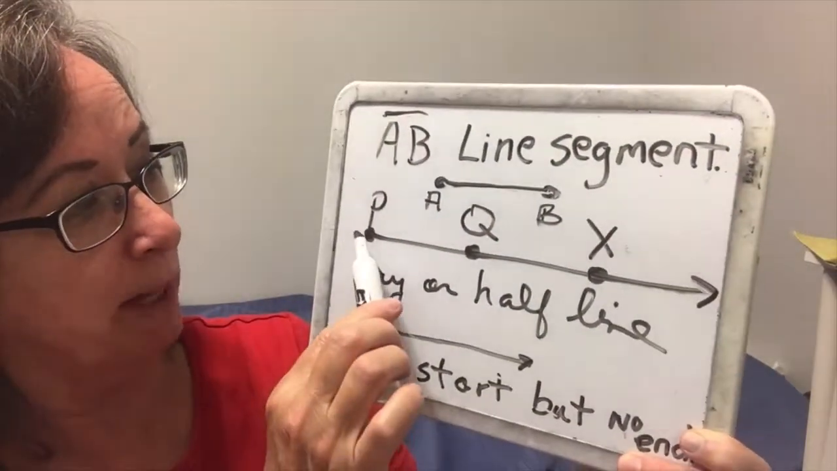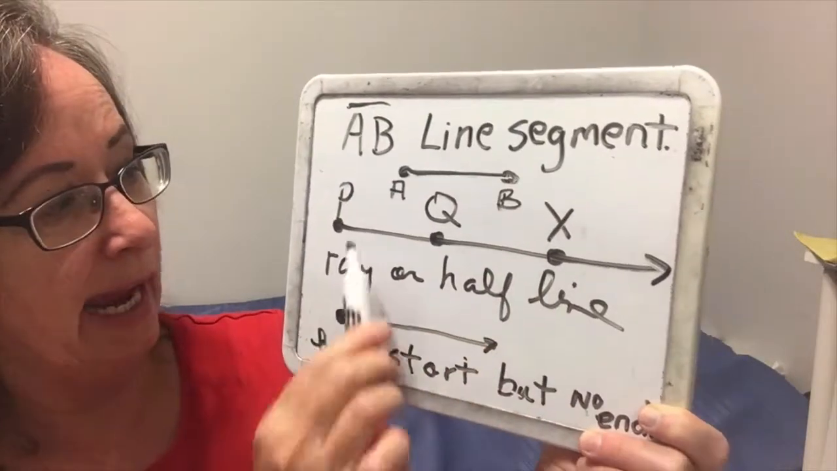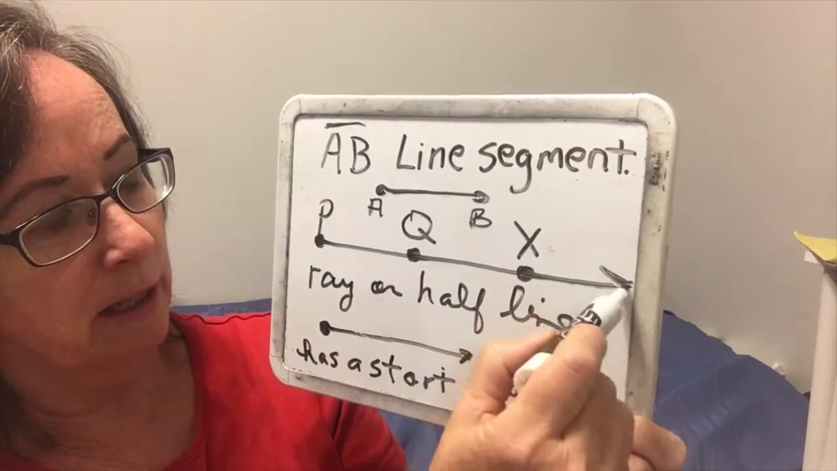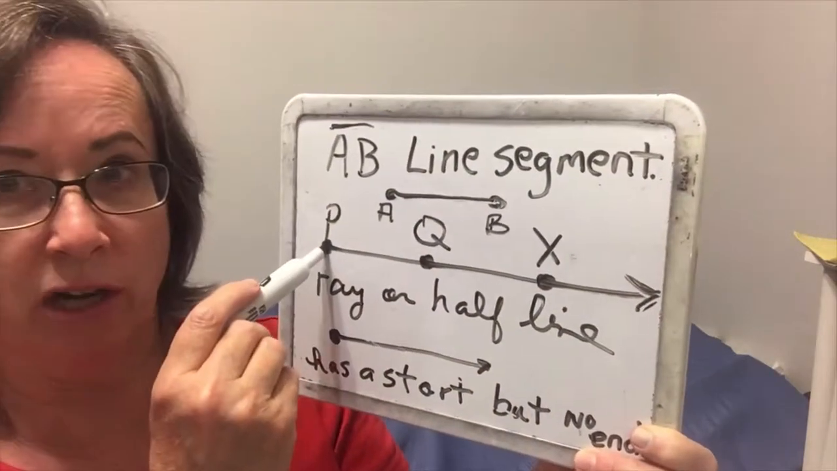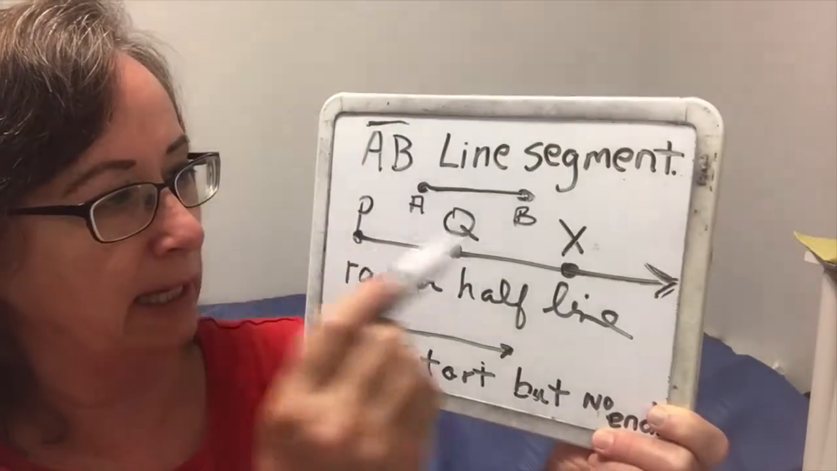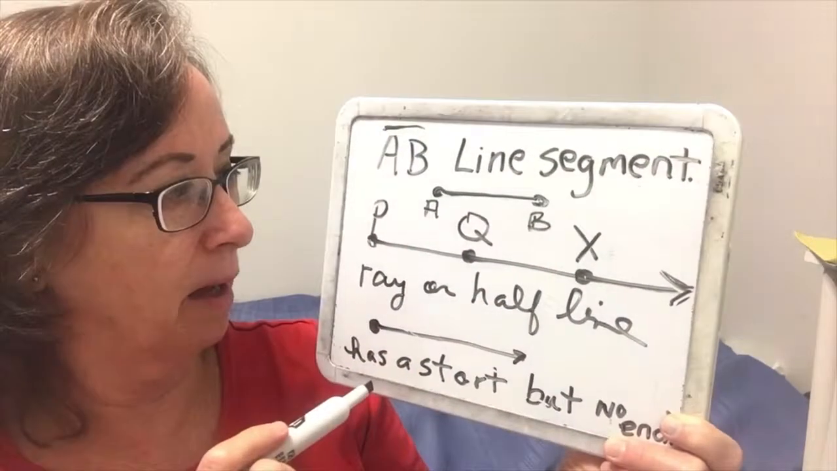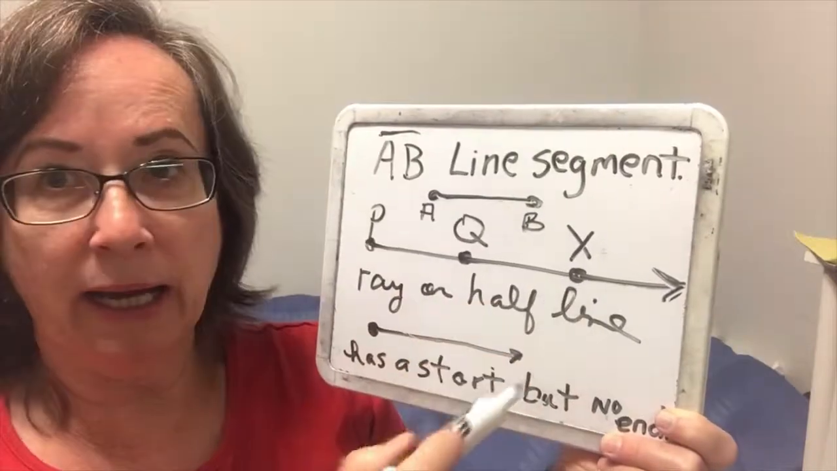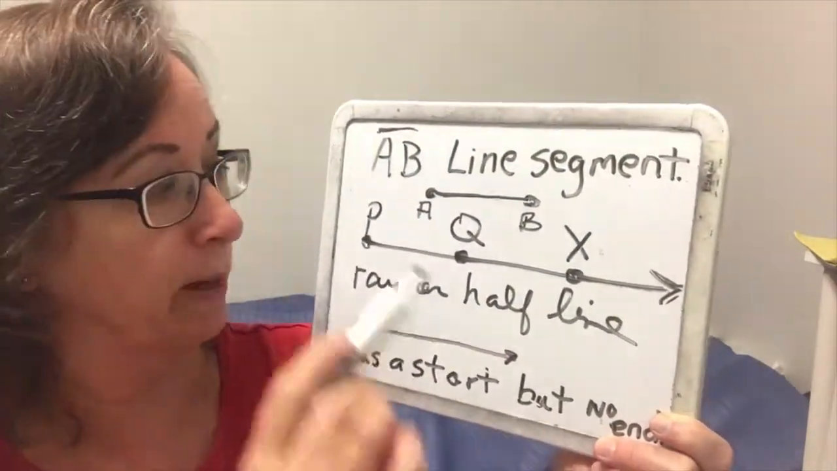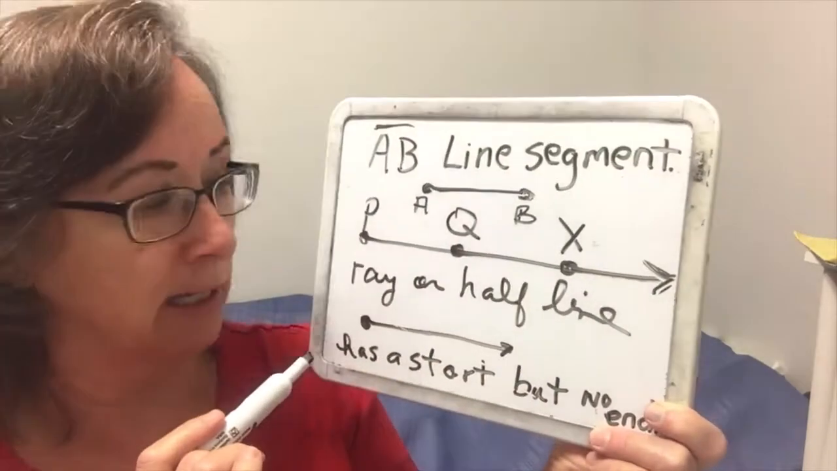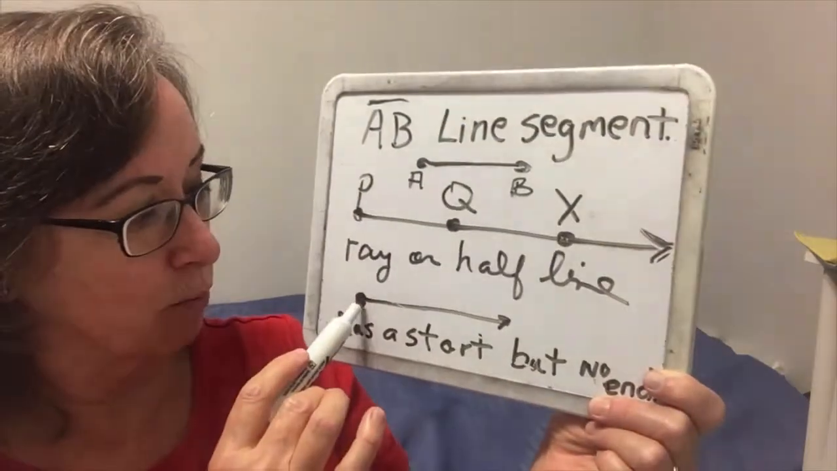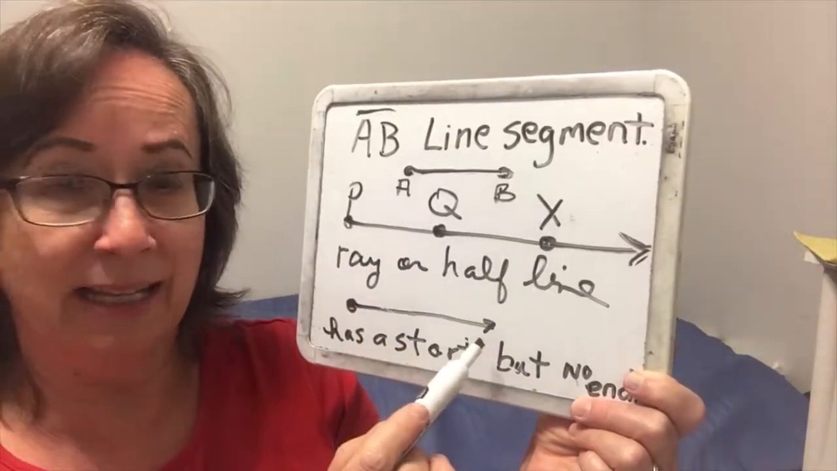Okay, now here we have PQX, and notice that it is going on in one direction and starts. It does not have an arrow on this end. So it starts at P and it goes on through Q, through X, and it's everlasting. So it probably goes through some other points, but we only have these designated. So this is called a ray or a half line, and the ray has a start but not an end.